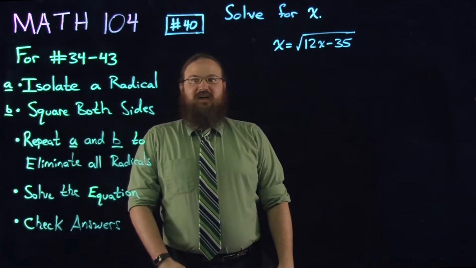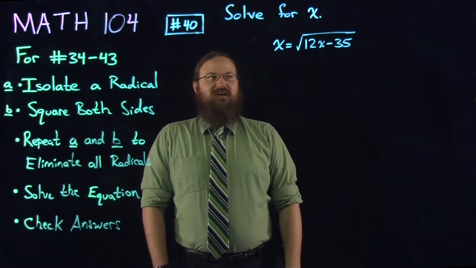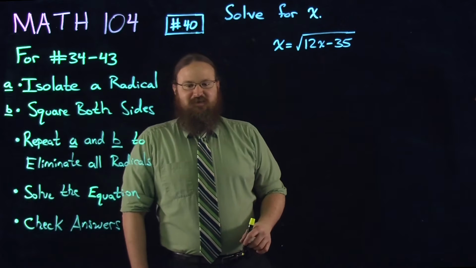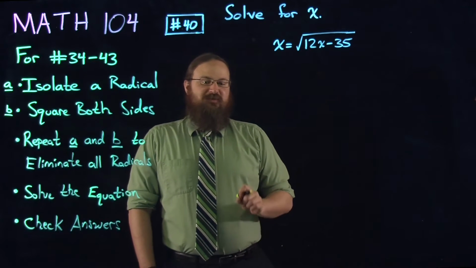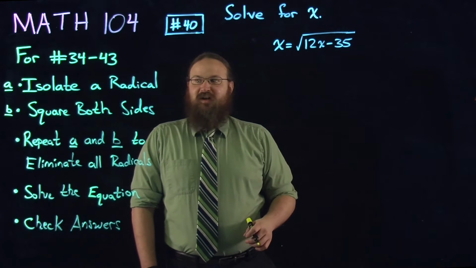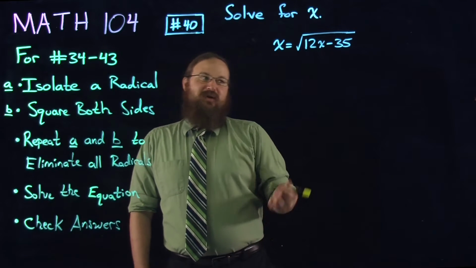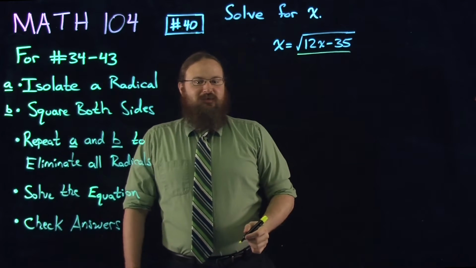And we're going to continue on with gateway questions from Math 104. This is number 40. And number 40 falls into the category of number 34 through 43, which is about solving equations with radicals in them. First thing we're going to do is isolate the radical, or a radical. Done. Then we're going to do b.